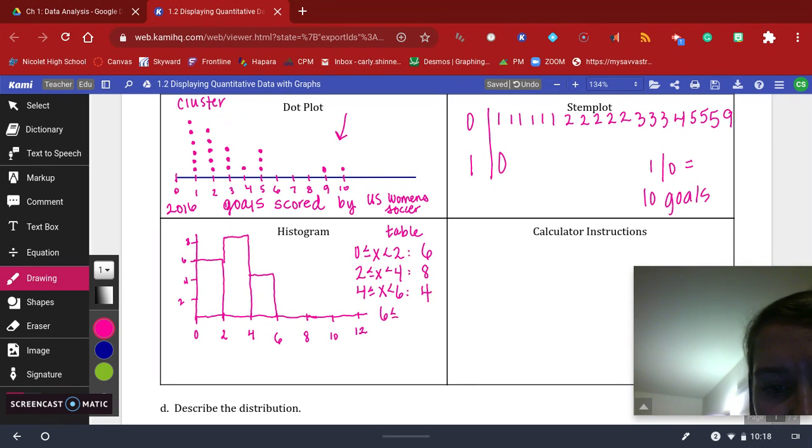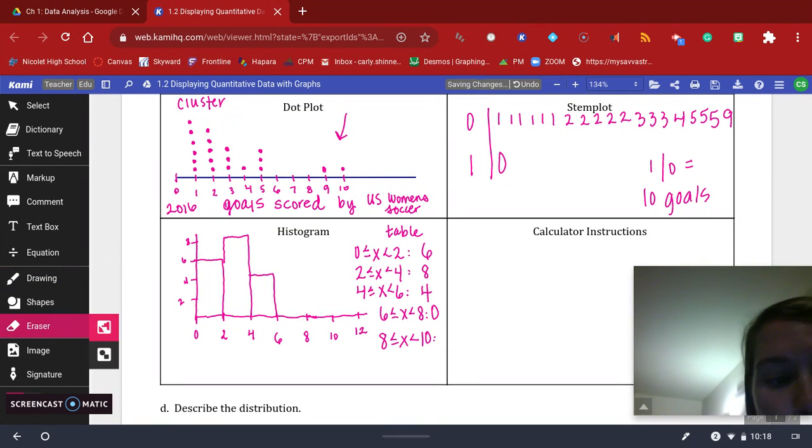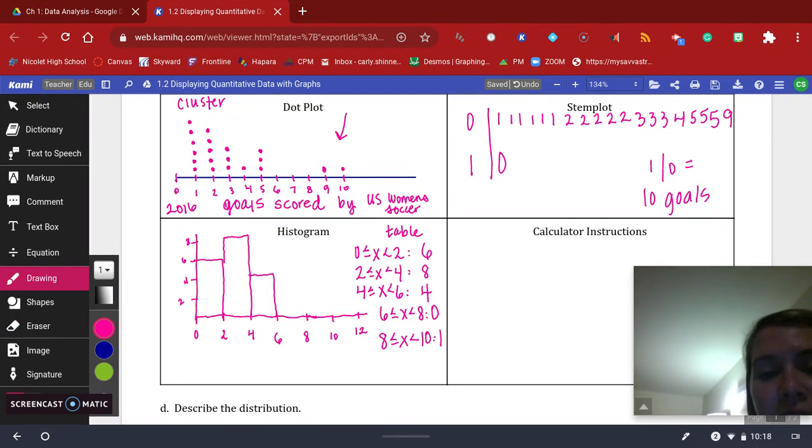Next, I'm going to have 6 included, and 8 is not going to be included. So that would be 6 and 7, which would give me 0. Then I'm going to have 8 included, and 10 is not included. So that would give me just 1 game for 8 and 9 goals. And then last but not least, 10 is included, and it's going to go up to 12, and that's going to be 1 game. So 1 and 1. That was kind of interesting how that worked out.